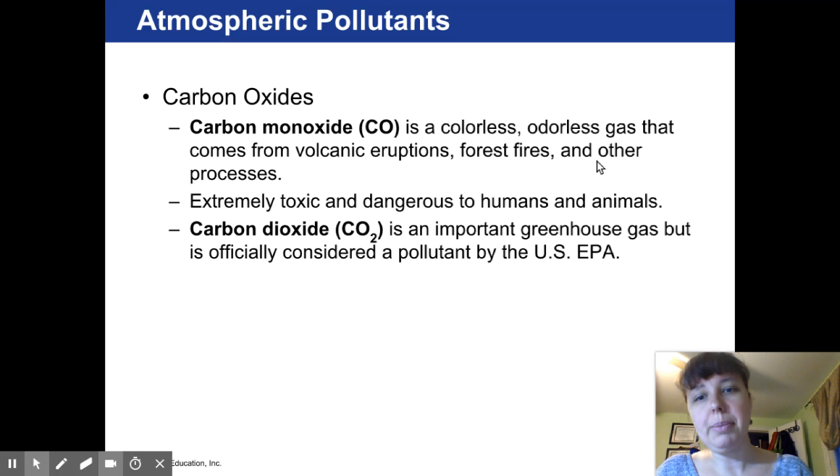Carbon oxides, like carbon monoxide and carbon dioxide, are one of those scary materials. Carbon monoxide is a colorless, odorless gas that can come naturally from volcanic eruptions, forest fires, and other processes. It's extremely toxic and dangerous to humans and animals, and obviously we can't breathe carbon monoxide. Carbon monoxide is not something that we filter well through our bodies. On the other hand, carbon dioxide we can filter a little better, but once again, it's incredibly dangerous to living things. We can't have a huge percentage of carbon dioxide or carbon monoxide. It will suffocate us, right?